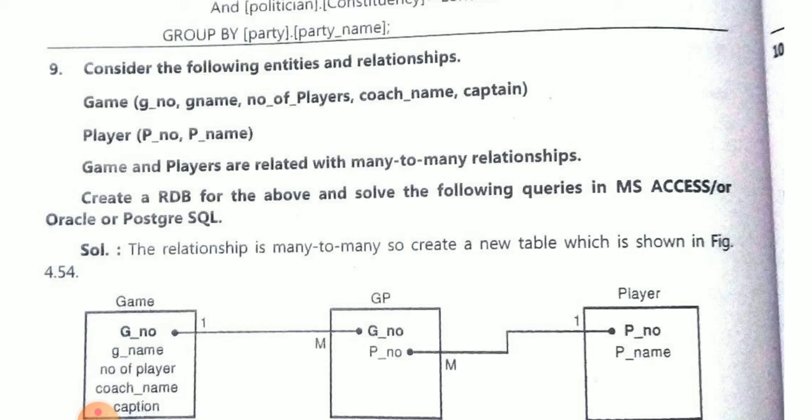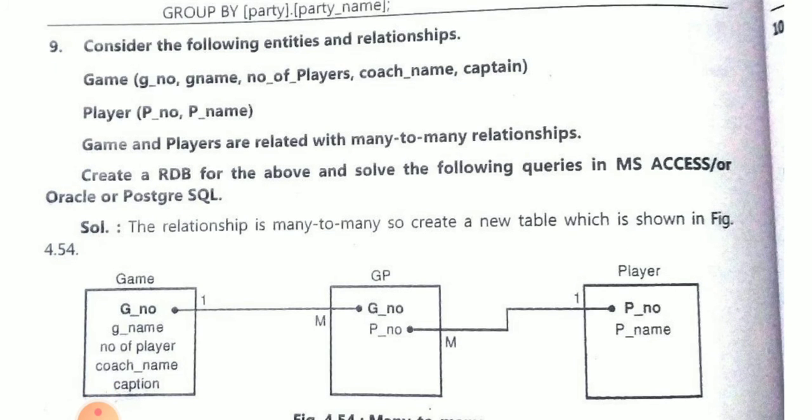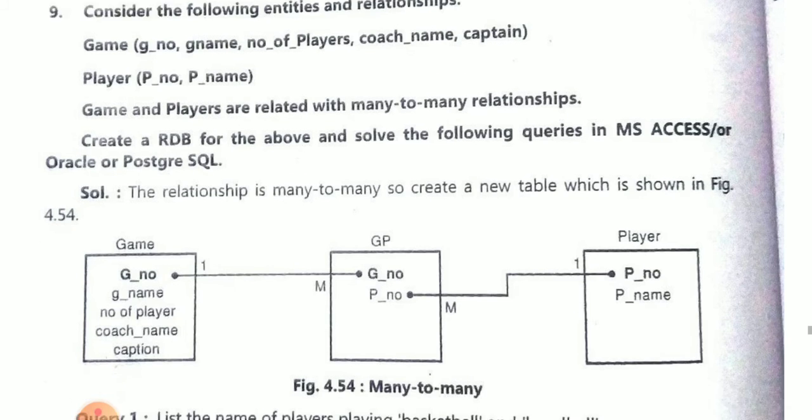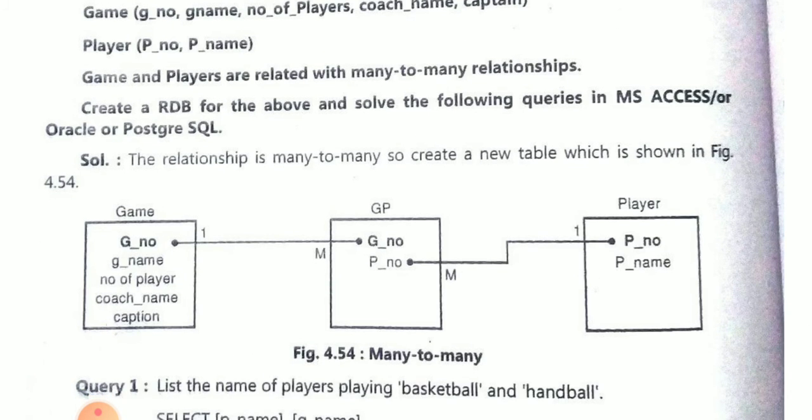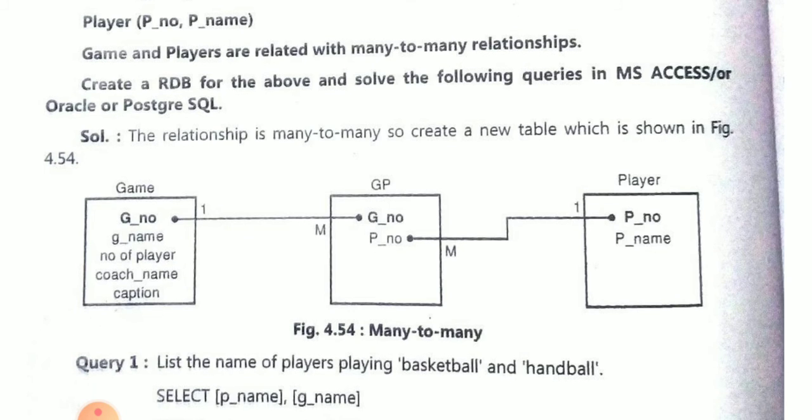Afterward, we have to create a player table. The player table consists of two attributes, that is nothing but the p number and p name. Afterward, game and players are related with many to many relationships. Create a relational database for the above and solve the following queries.